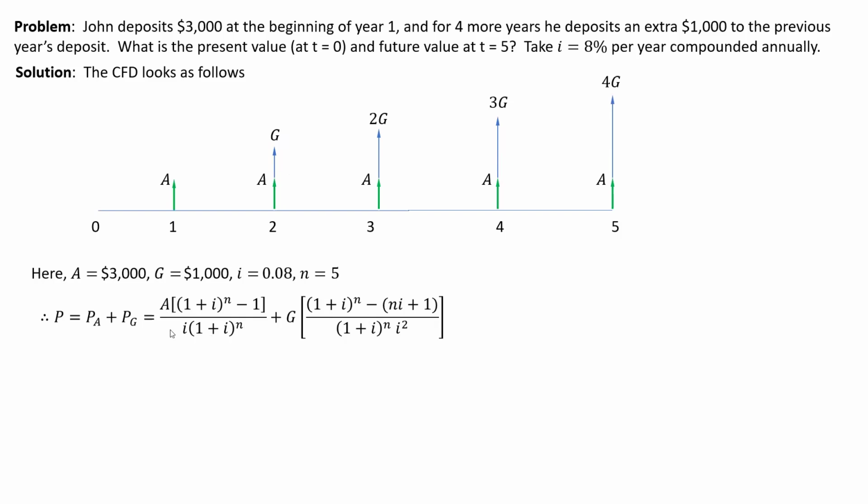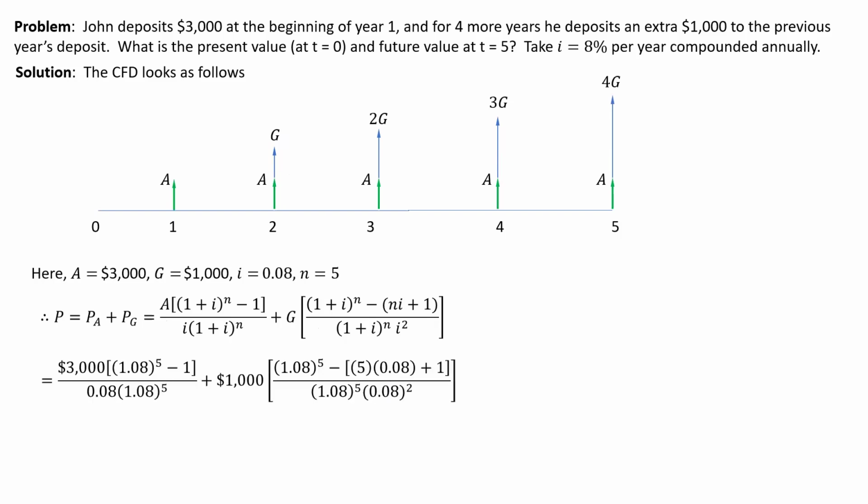I'm glad that in this problem we are juxtaposing both the uniform and the gradient right next to each other so that we can see. Instead of A we have a G. Instead of minus 1 we have a minus n I plus 1. Instead of I we have an I squared. Everything else is the same. Okay, plug and chug, and it turns out to be $19,350. That is the present value of these deposits.